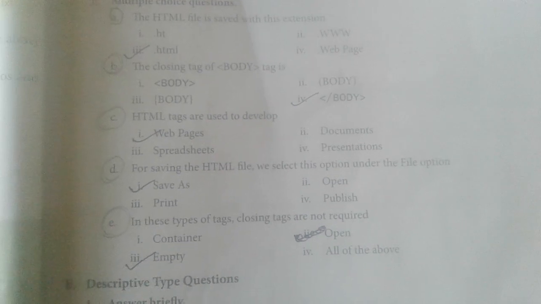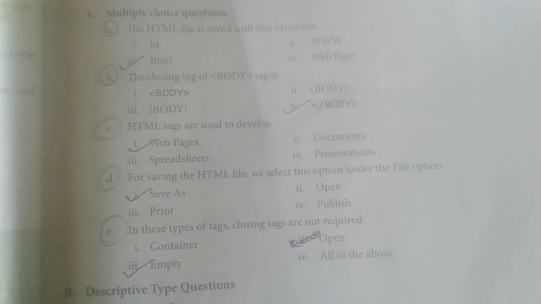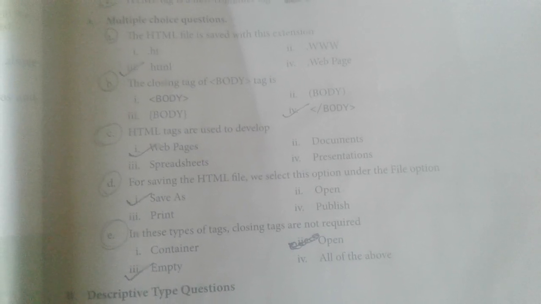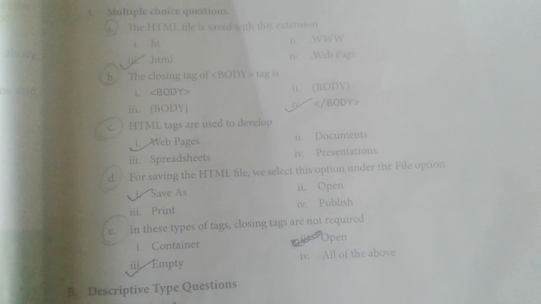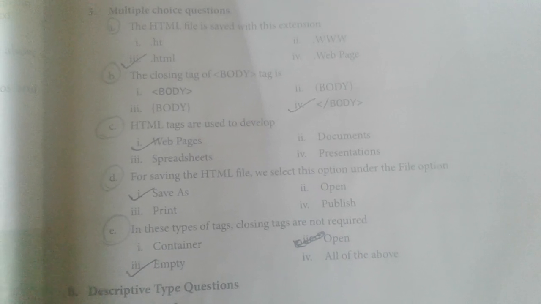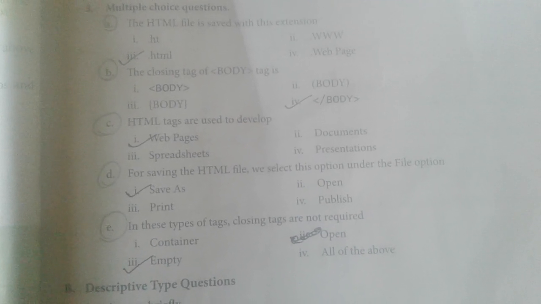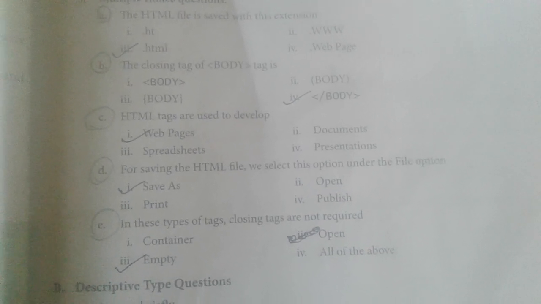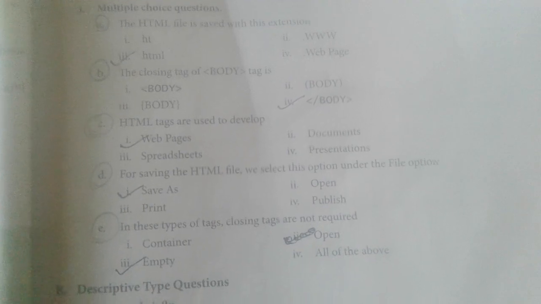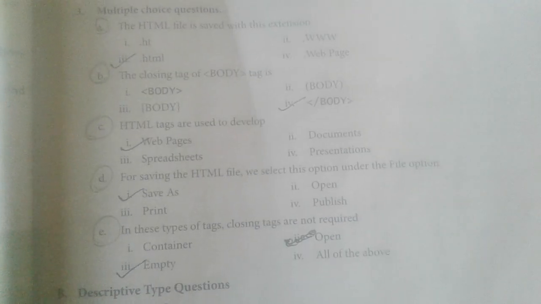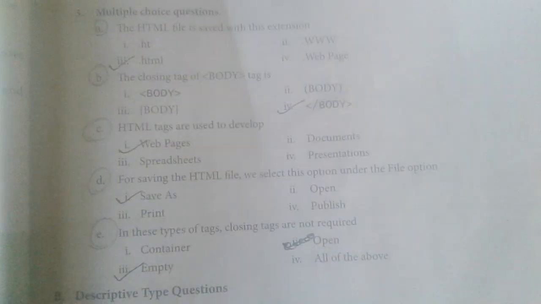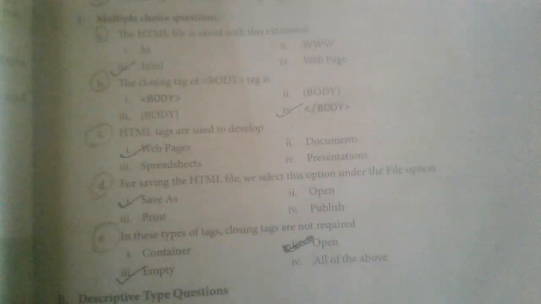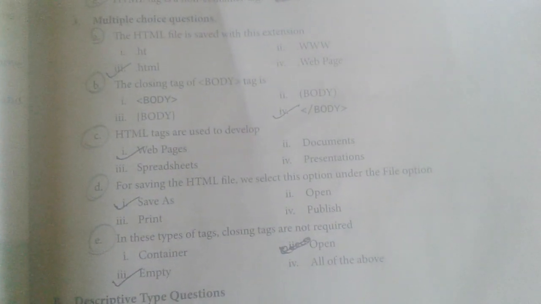Then the next one, for saving a HTML file, we select this option under the file option. Which option is there? The options are save as, print, open, publish. So the correct answer is save as. We have to click on the save as option to save that file, because before save as we saved the same file in the name of whatever the things. After that we saved as, whenever we are giving it the name with .html.